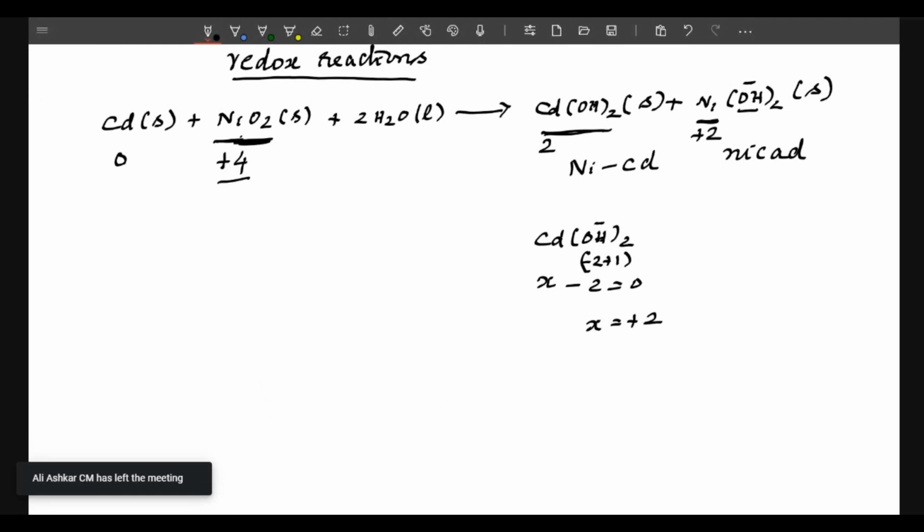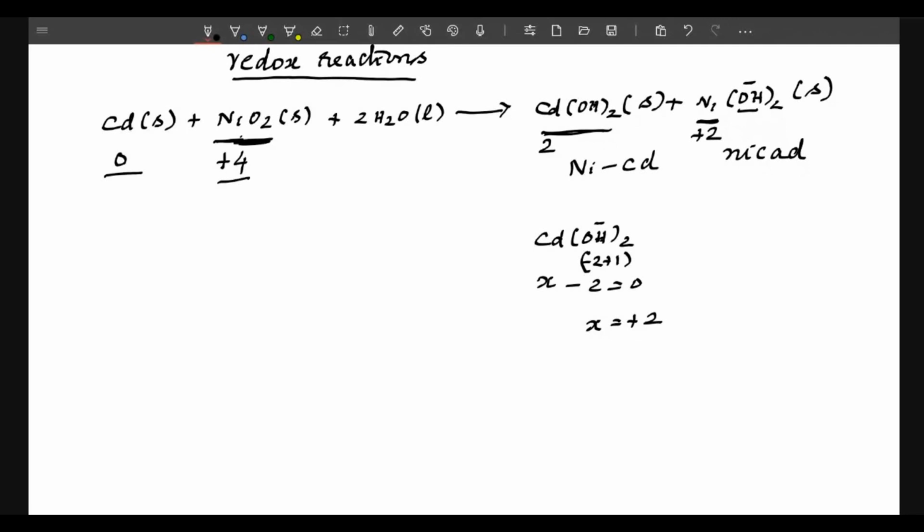Therefore, what is the change in the oxidation state of nickel? From +4 to +2. How many electrons are involved? 2 electrons are involved. The same number of electrons should be involved for cadmium. Cadmium is undergoing oxidation, 0 to +2, 2 electrons. Therefore, the net number of electrons involved in this redox reaction is 2. If it is a spontaneous reaction, electricity is produced. If it is non-spontaneous, you can make the reaction take place by passing electricity. That is the basic principle of electrochemistry.